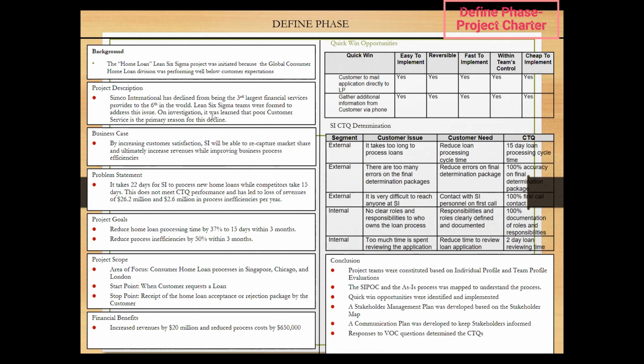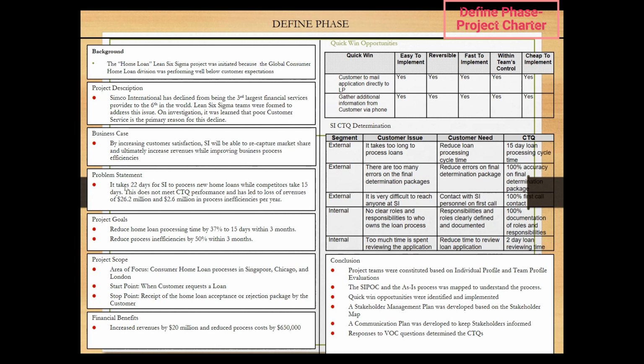On investigation, it was learned that poor customer service is the primary issue. So it is not a cause, it is only a symptom, right? And what is very important about the project charter is that we should not describe the solution and we should not have a cause. Business case: by increasing customer satisfaction, how we can recapture the market share and so on.